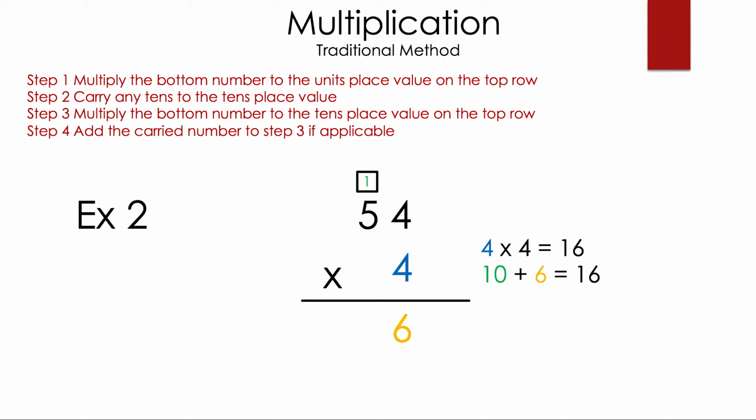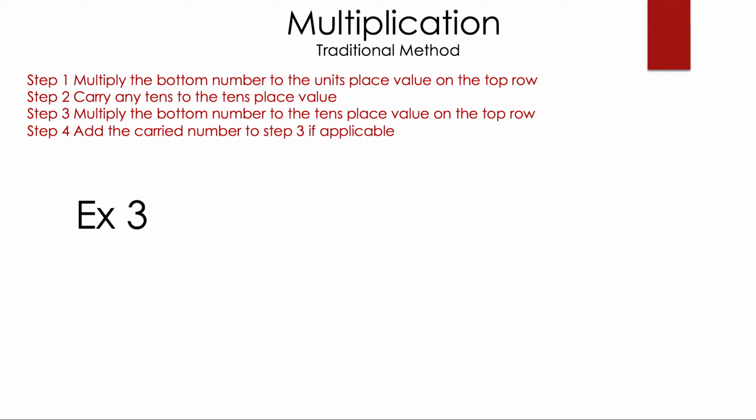The next step is to multiply the tens place value, which is 5. So 4 times 5 is 20. Now we're on step 4. We have to add the 1 to the 20 to get 21. Since there's nothing else to multiply, we bring down the 21, and your final answer is 216.